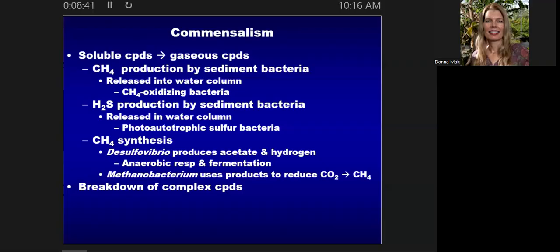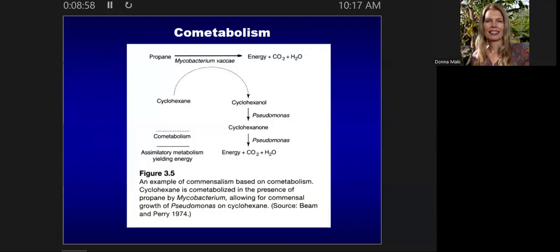So again, sometimes one partner's benefiting, the other one's neither harmed nor helped. Sometimes commensalism, I think, actually goes into more of a mutualism, where it's a win-win. So it's kind of a gray area, and it depends on the example you provide, I suppose. This is a classic one that's often given as this idea of metabolic commensalism. They call it co-metabolism.